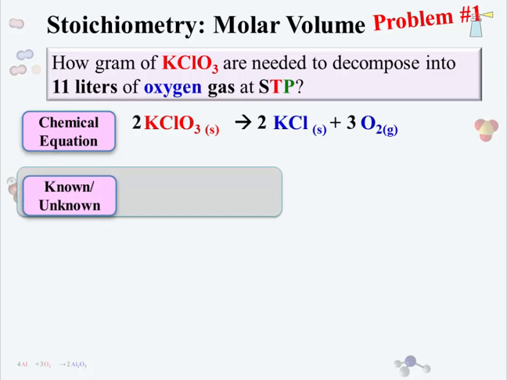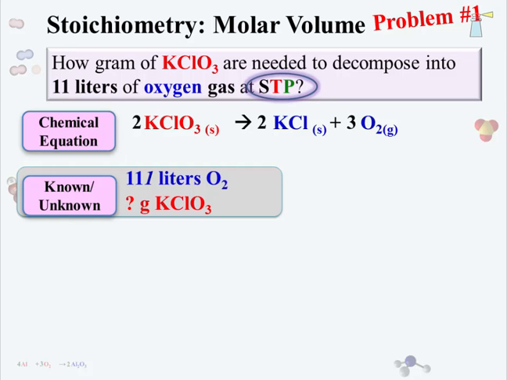Step 2 is to look for the known and unknowns in the problem, beginning with the known. The problem says that there are 11 liters of oxygen. Liters are the given unit. Oxygen is the current substance. The problem also asks for grams of potassium chlorate. It is the unknown. Grams are the wanted units, and potassium chlorate the desired substance. These are the known and unknown.